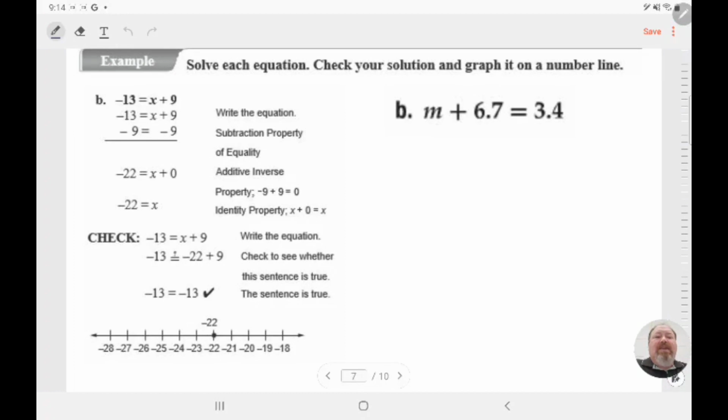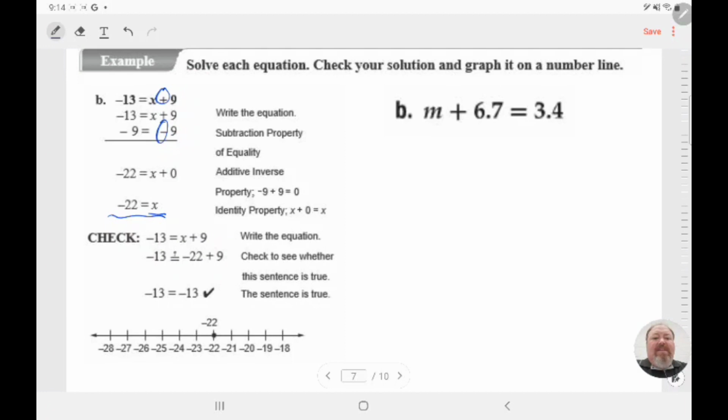So negative 13 equals x plus 9. So again, the opposite of addition is subtraction. So I subtract 9 and get 0. So that's x equals plus 0, or just x. And then negative 13 minus 9 would be negative 22. So negative 22 equals x.